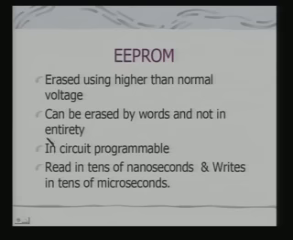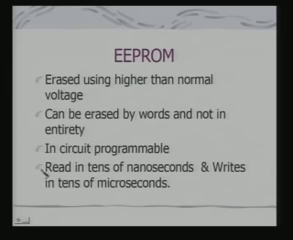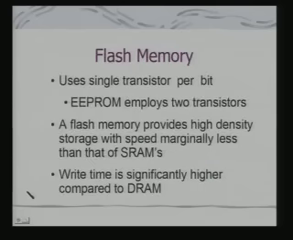It can be erased by words and not in entirety. What does that mean? Not the entire memory area has to be cleared, but each word can be cleared. It is in-circuit programmable, and these are the typical times for EEPROM. The flash memory again uses a single transistor per bit, whereas electrical EEPROM employs two transistors, more than one transistor. A flash memory provides high density storage with speed marginally less than that of SRAMs. Speed is primarily with reference to the access or read time. The write time is significantly higher compared to DRAM.